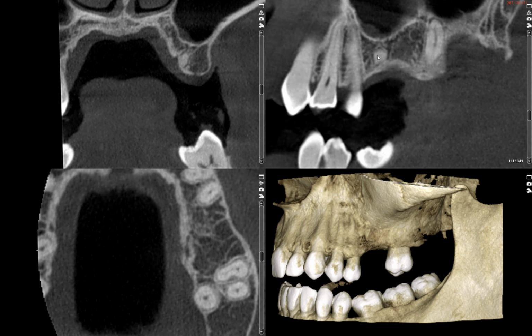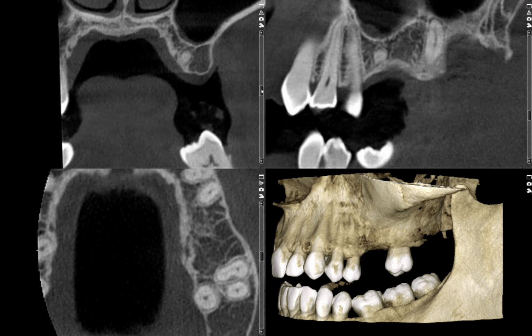So this is a retained root tip that neither the doctor nor the patient knew of before the time of taking this scan. Obviously this is going to play a major role when you're treatment planning an implant, right? This needs to be extracted either prior to placing an implant, or at least at the time of placing an implant. You probably don't want to just place an implant right through that retained root tip.